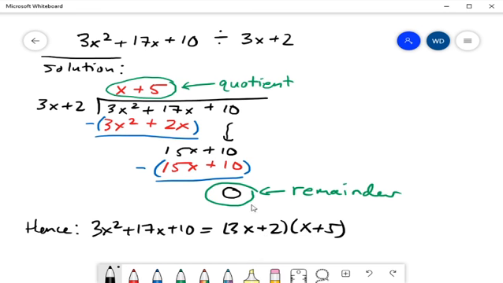Okay, so that's not always going to be the case. Sometimes there will be a remainder here. The remainder will be the last result you get when you subtract off, and then it needs to have degree less than the divisor, and that's how you know you're done.